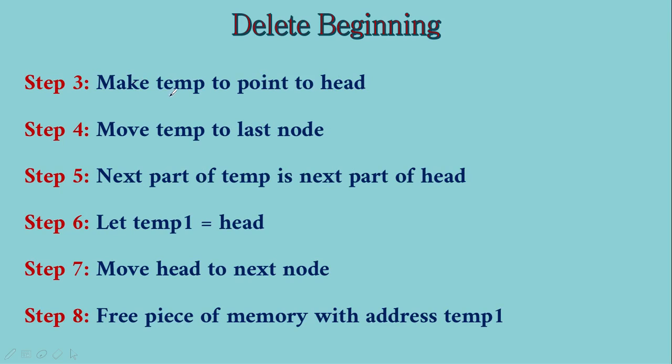Otherwise, we are going to make temp point to head, and you have to move temp to the last node. Now you make the next part of temp the next part of head. That is, we are storing the second node's address in the last node. That is what we are doing in this particular step. Now you say temp1 equal to head. Why? I need the address of the first node to free it. So I am storing it in temp1, and you are going to move head to the second node, and free the piece of memory.